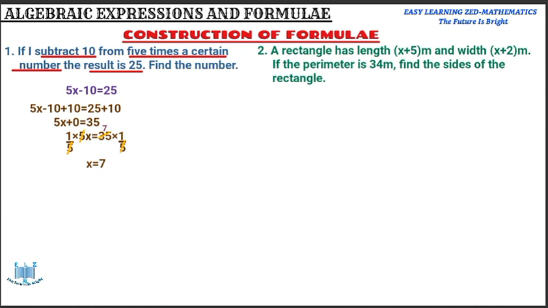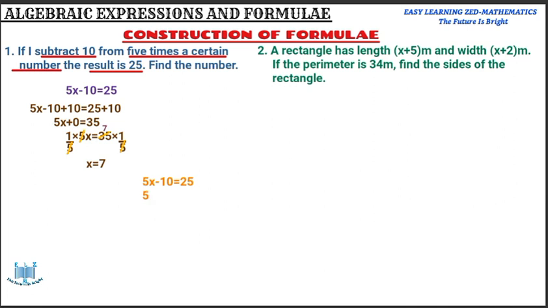Now we are going to prove whether the formula is correct or not by putting 7 where there is x. If we find that the answer is 25, then that means our equation is correct. So I'm going to use the formula I formed, which is 5x minus 10 is equal to 25. As you can see, I've written in orange 5x minus 10 is equal to 25. We are trying to prove here, so we're going to put 7 where there is x.